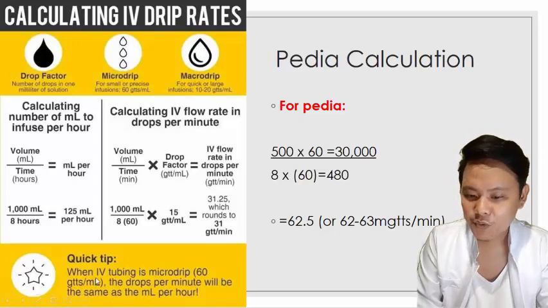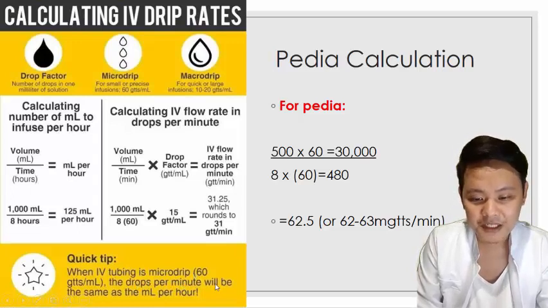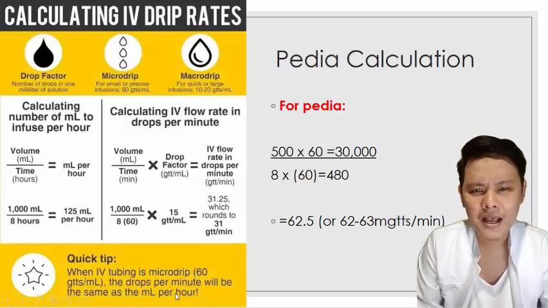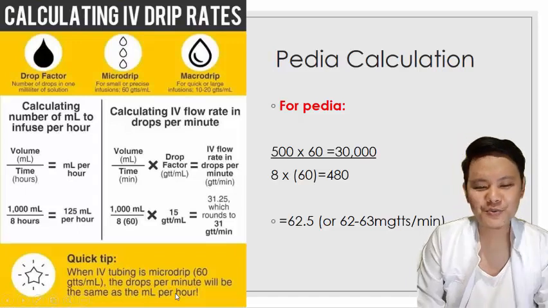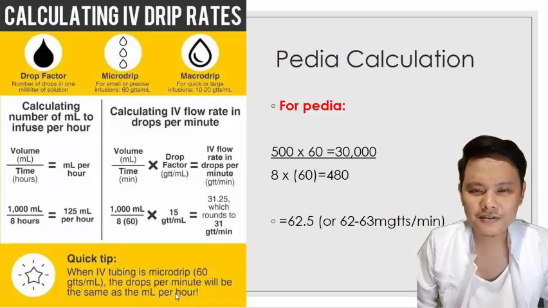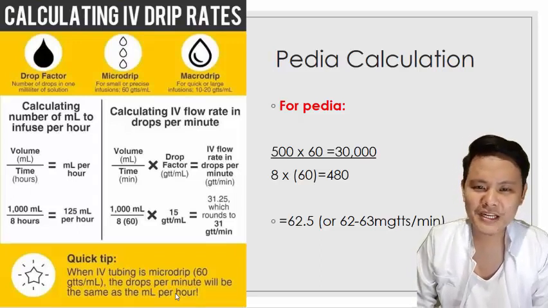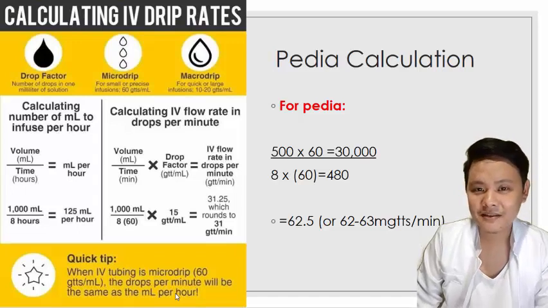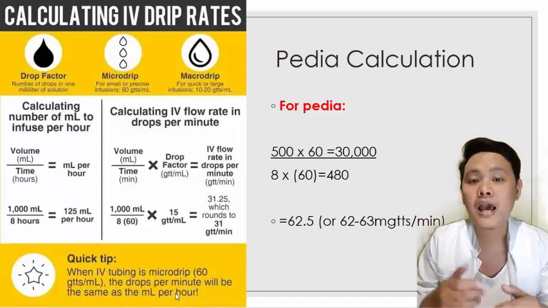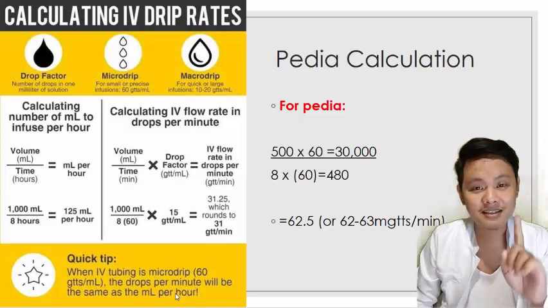Quick tip. When IV tubing is microdrip, that is 60 microdrops per ml, the drops per minute will be the same as the ml per hour. So usually si Doc po, ang order ni Doc is to run for 60 ml per hour. So ilan yan? Ilan yan per minute? So automatically that is 60 cc per minute. But again guys, it depends on the situation. Okay? That is just a tip.